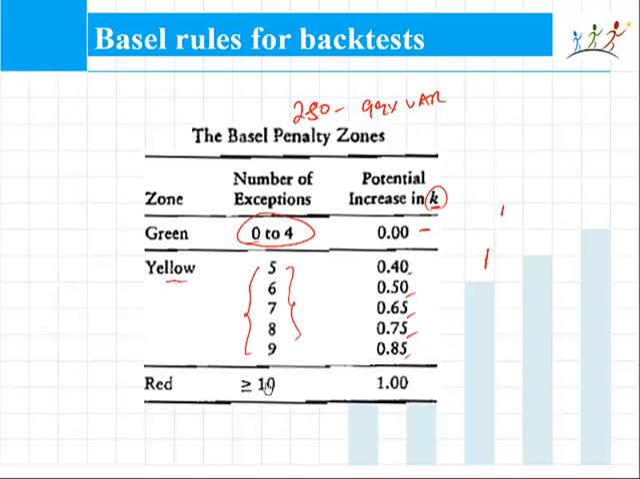If you see greater than or equal to 10 exceptions, then there will be a 1 unit increase in K, that is, the risk measure, and you will be in the red zone, that is, your VAR definitely looks like it is incorrect.